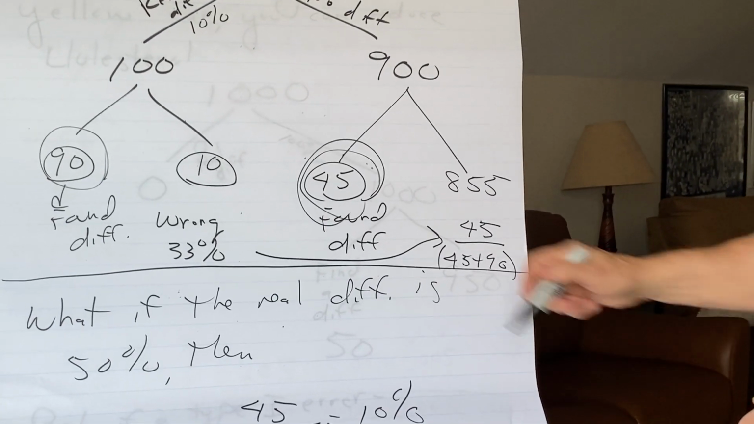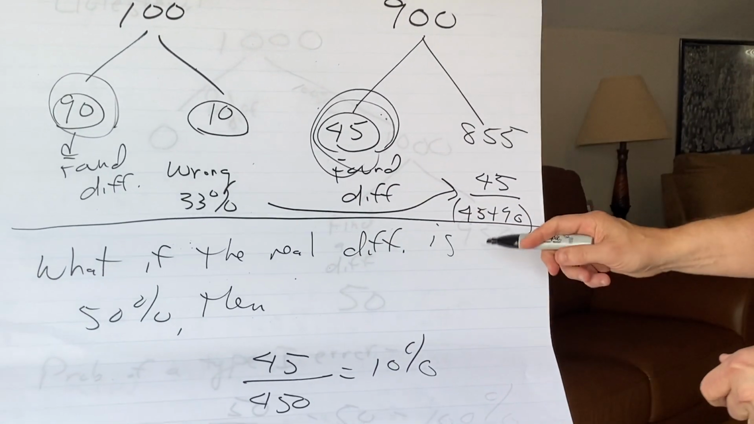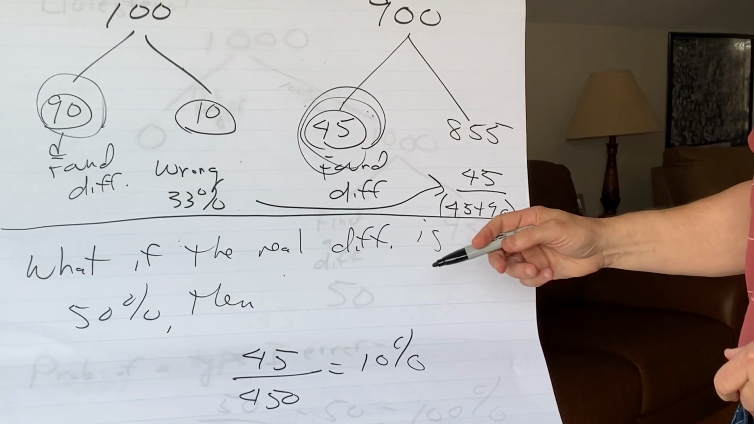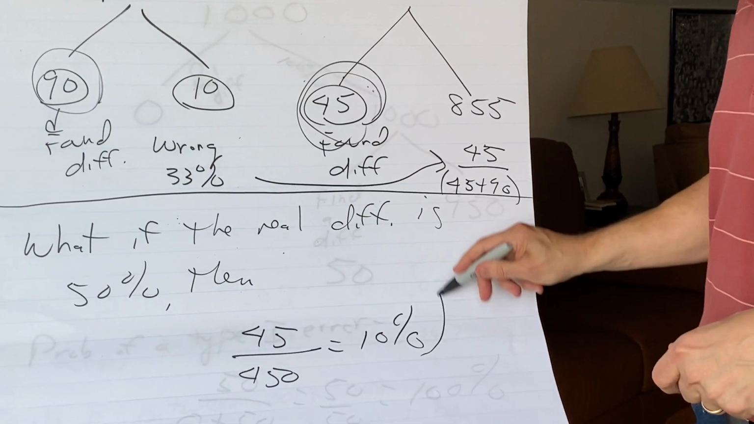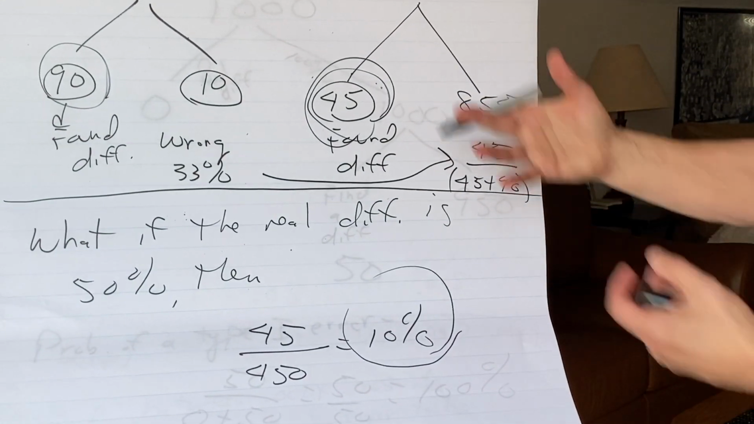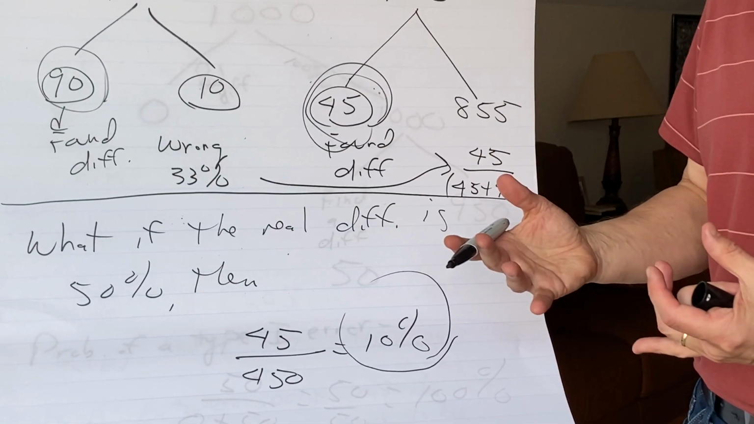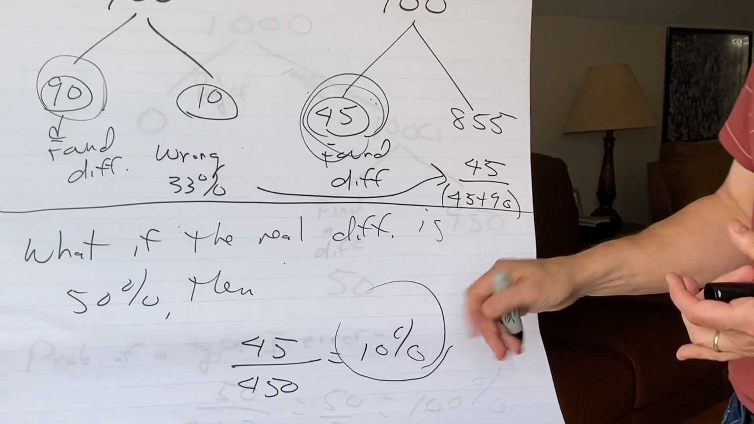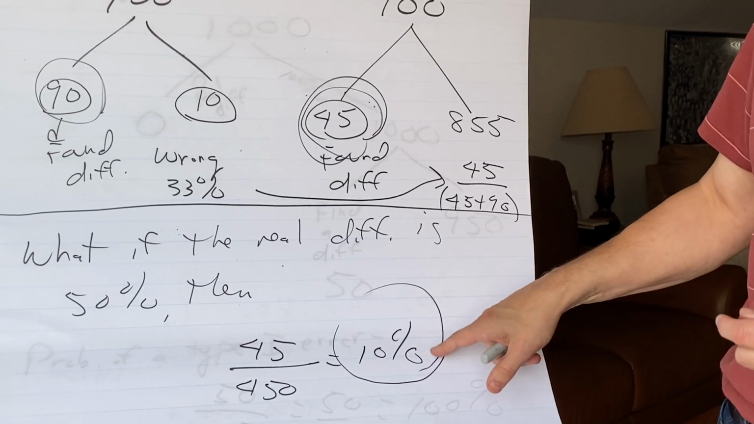Now, I just made up one other example. What if the real difference was 50%? We would find it's only a 10% error rate. So in other words, this is going in the other direction. The higher the real difference is, the lower the probability of a type 1 error.